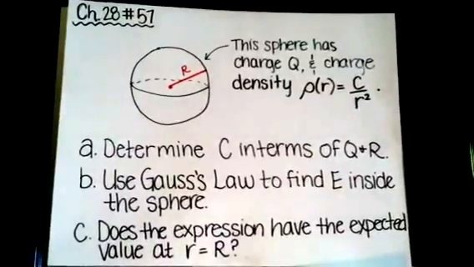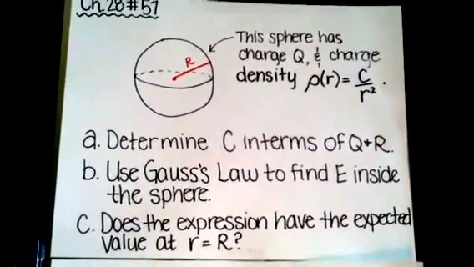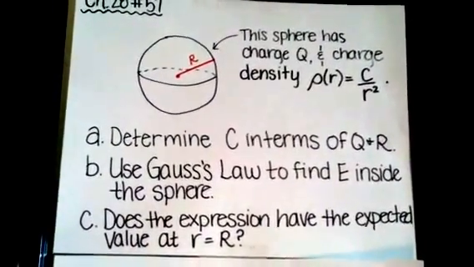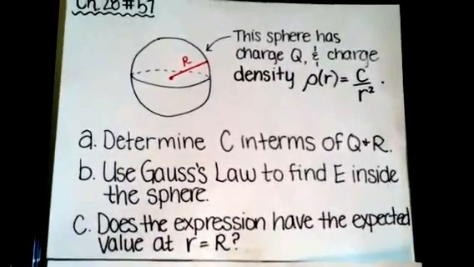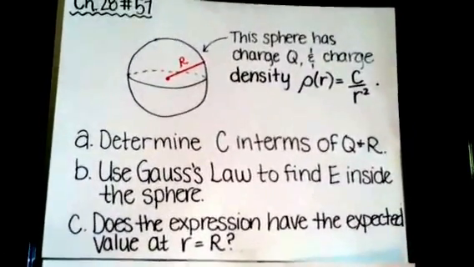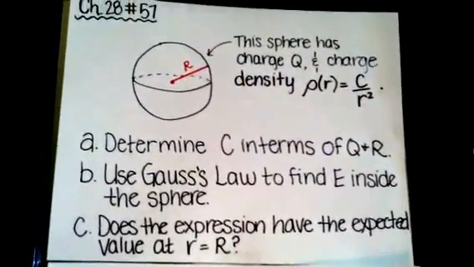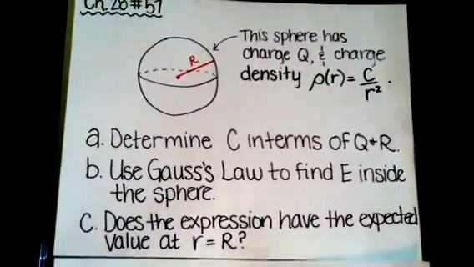Then we'll use Gauss's law to find the electric field inside the sphere. And then we'll look at the expression that we found and ask if it has the expected value at the surface of the sphere, or at r equal to R.